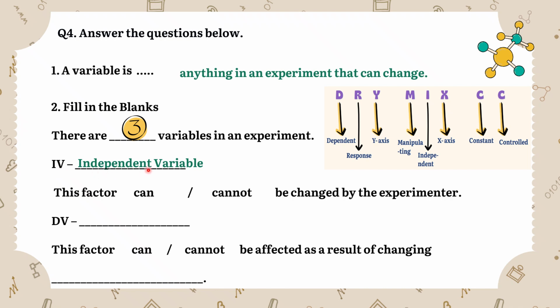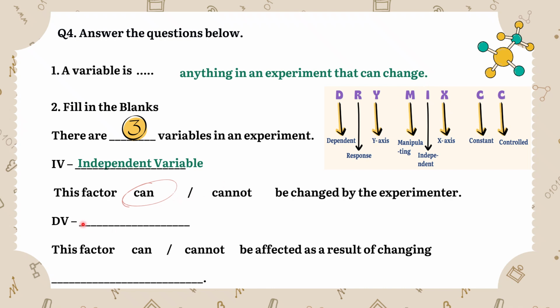Now, this independent variable can/cannot be changed by the experimenter. For this particular question, you can refer to the trick that we have learned. Independent variable is nothing but the factors that you are manipulating. This means whatever you are changing in an experiment. So you are the experimenter and you can change the factors involved for the independent variable. This means we can change the factors.